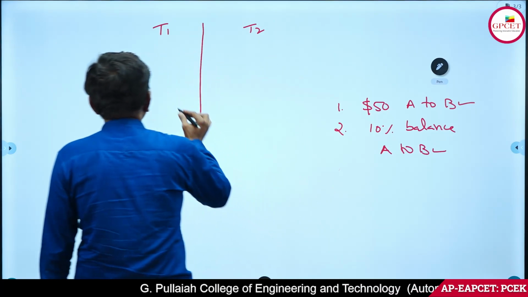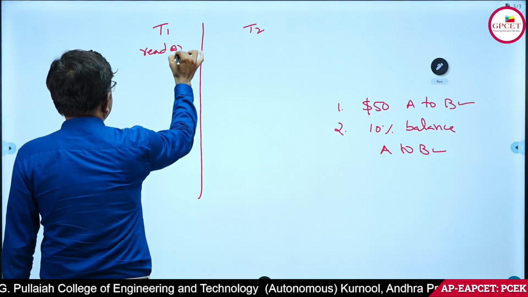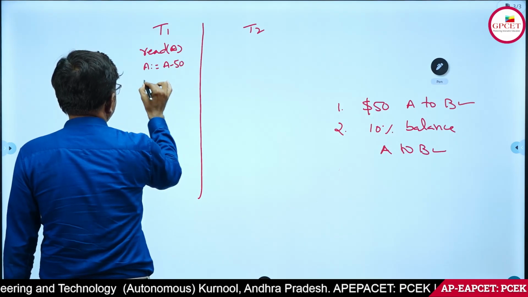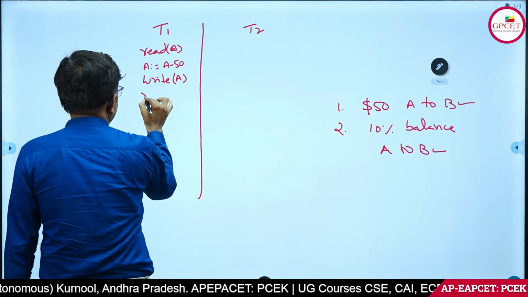What is the first transaction T1? Observe here: read A, A equal to A minus 50, write A, read B.